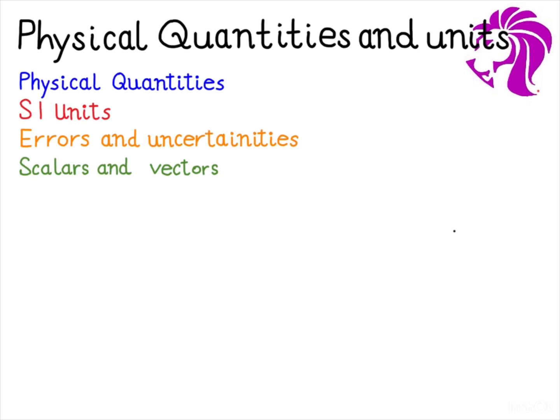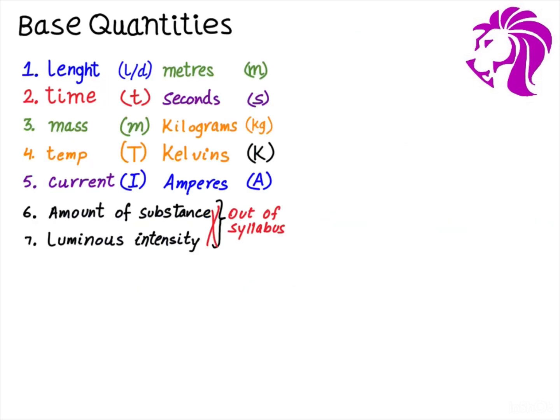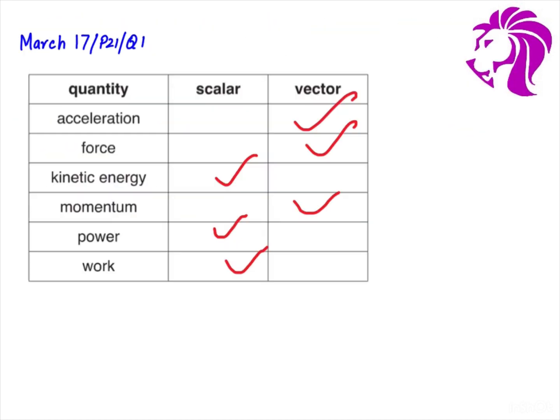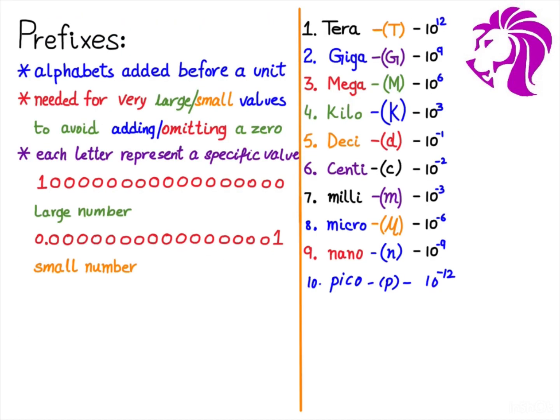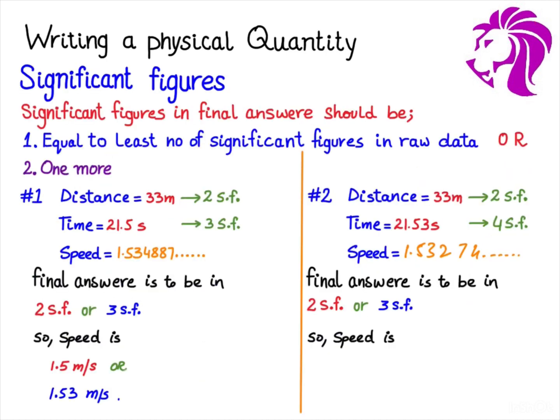In the previous class, we talked about physical quantities and units. We discussed different physical quantities and their types like scalars, vectors, base quantities, derived quantities. We did some examples of each one of them and we did past paper questions on them. Then we talked about prefixes, and then we discussed how to write a physical quantity with its unit and magnitude, and lastly we talked about significant figures.